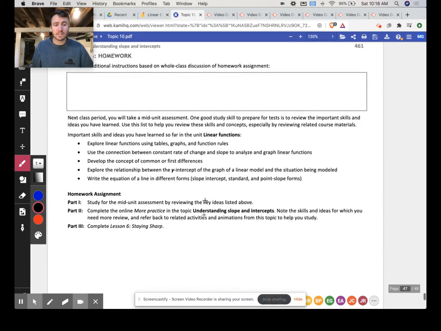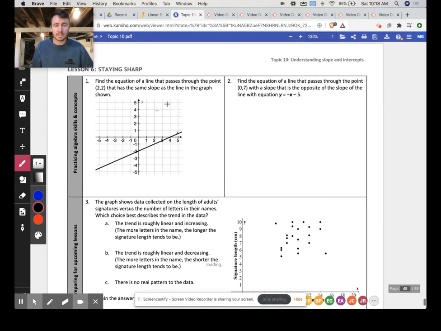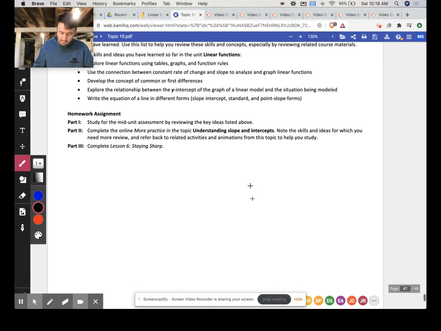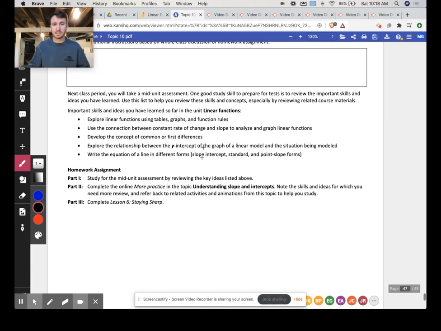And then after that, you will need to complete not those, but the staying sharp. And if your teacher assigns it, you'll be dealing with the more practice and some of the other things from this lesson. Okay.